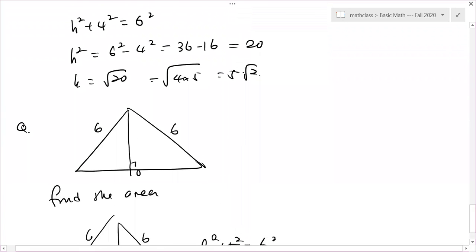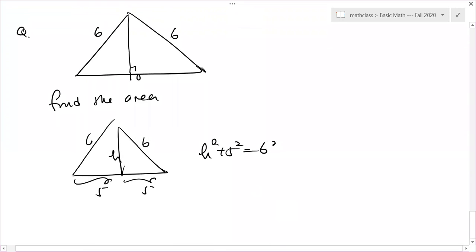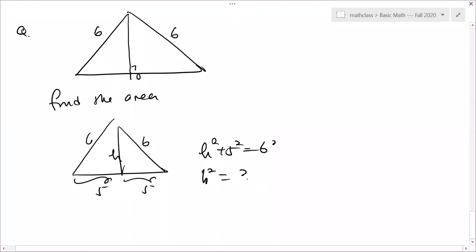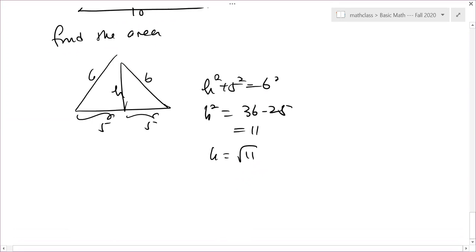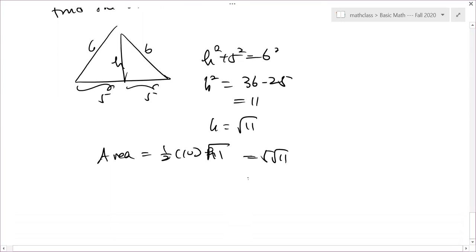H squared plus 5 squared equals 6 squared. So h squared equals 36 minus 25, and that is 11. So h is the square root of 11. Therefore, the area is half of the base times h, so it's 5 square root of 11. So it's not a rational number. The area is not a rational number.